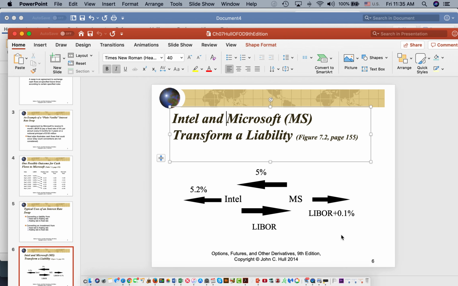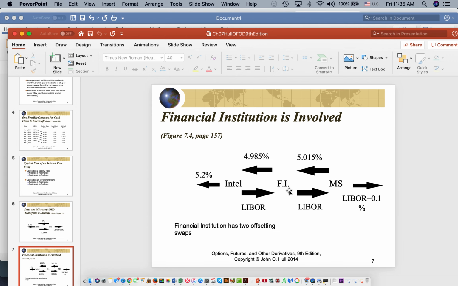And so you bring in the financial institutions in between, and you see there is a cut in here. Whatever is paid, there is a cut taken by the financial institution, and then it goes to Intel.